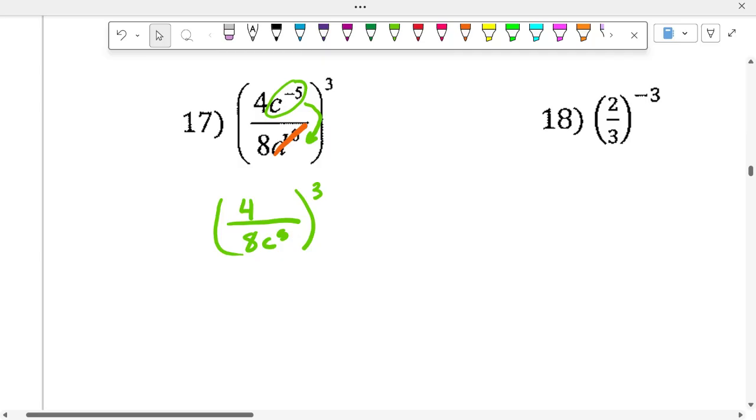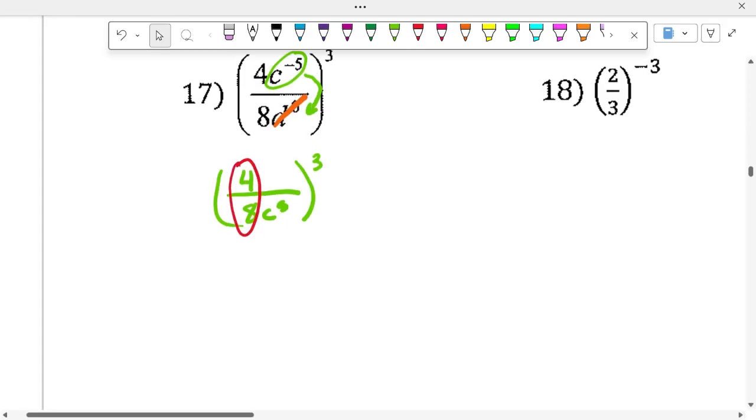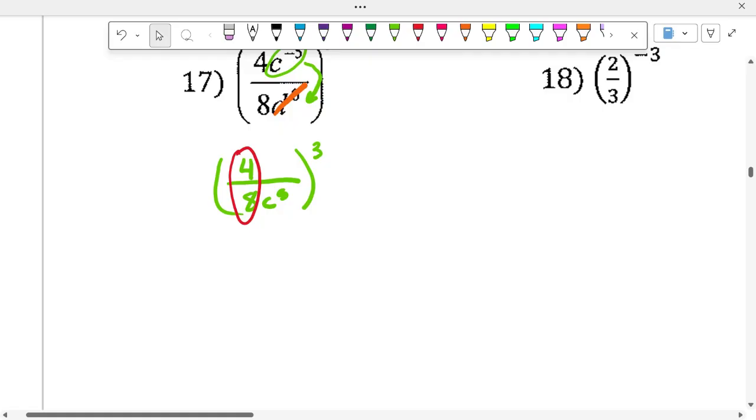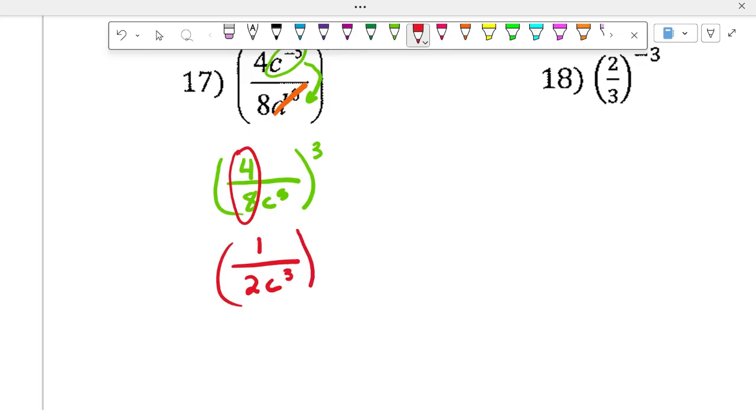There's one more thing I can simplify before I do the power rule. What's the last thing I can simplify in those parentheses? The numbers. 4 over 8 simplifies down to what? 2 over 4 or 1 over 2. This would be 1 over 2c cubed. Now it's still all raised to the 3rd power. So now I can do the power rule.